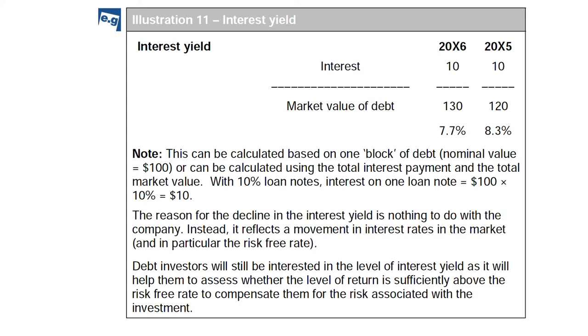They will give you the risk-free rate. Let's say the risk-free rate is 4%. So compared to the risk-free rate, this is good. Because even though it fell from 8.3 to 7.7, it's still above the risk-free rate of 4%.